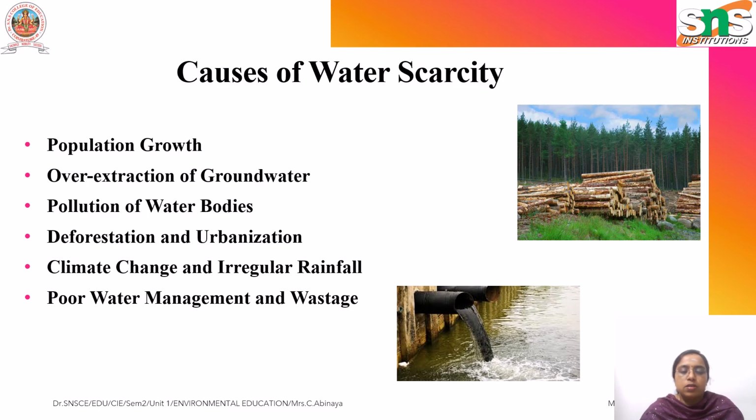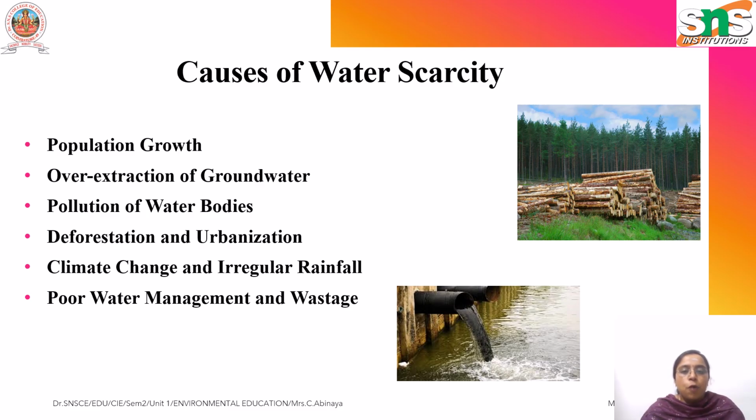Pollution of water bodies. Factories discharge untreated chemicals into rivers and lakes. Sewage is dumped into water bodies in many areas without proper treatment. Agricultural runoff with pesticides and fertilizers also pollutes the rivers. This makes the water unsafe for human use even if it is available in larger amounts.